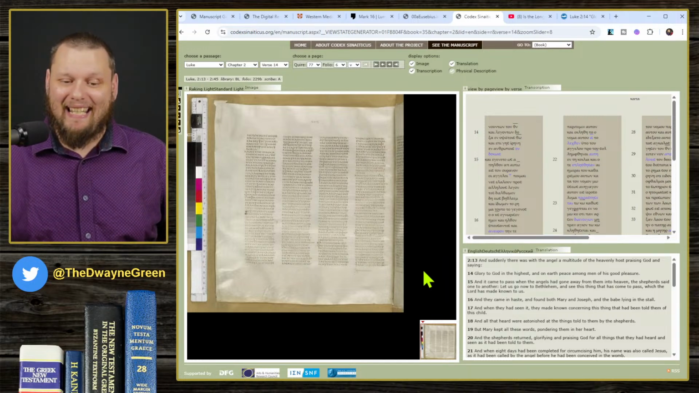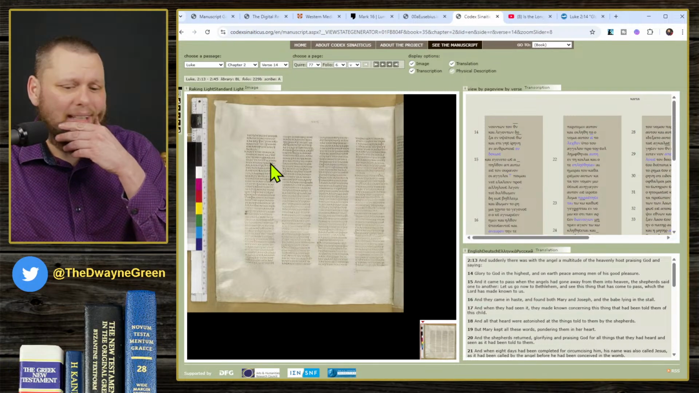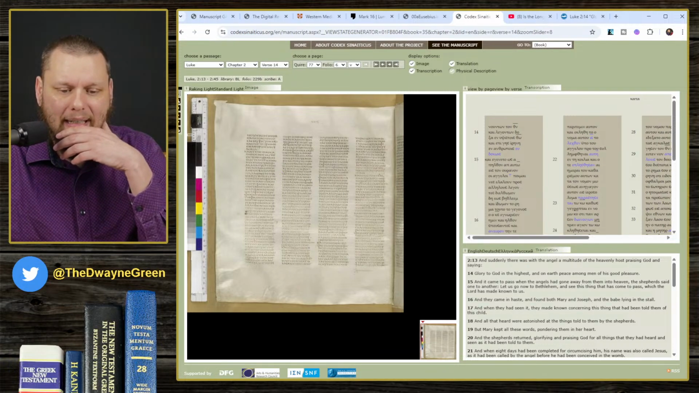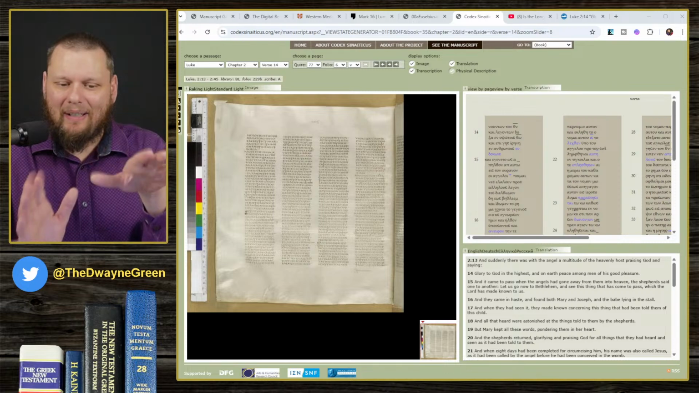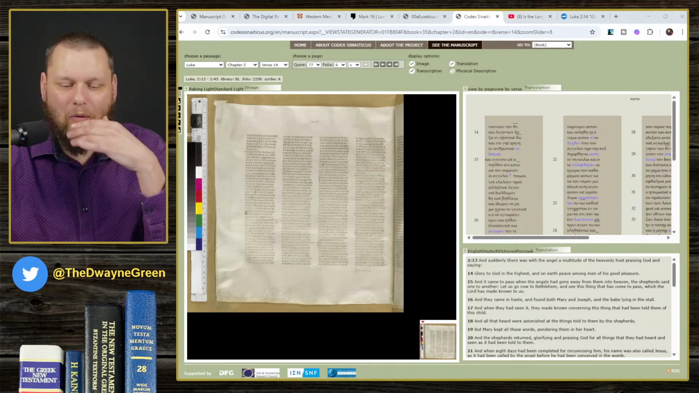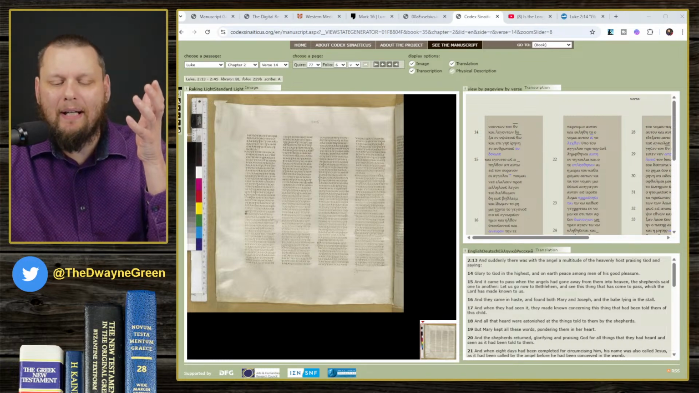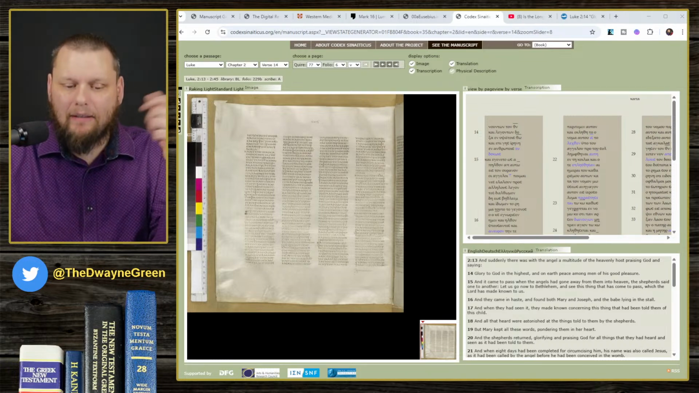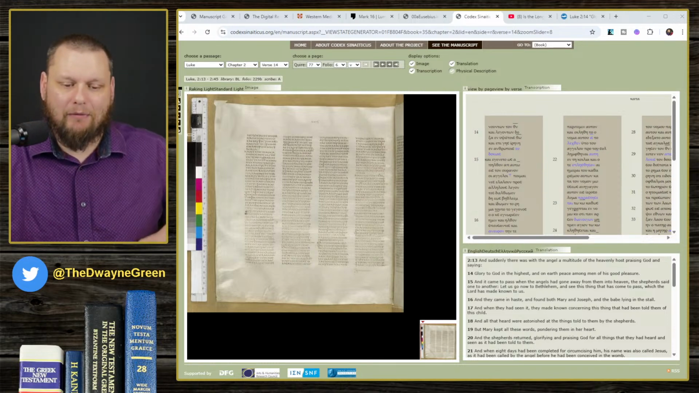Now, again, you take a look at Codex Sinaiticus. Before we do, let me just list the manuscripts that support one reading over the other. We'll just call it the traditional rendering, peace on earth and goodwill toward men. We'll call that the traditional rendering because that's how it was rendered in the King James Version.